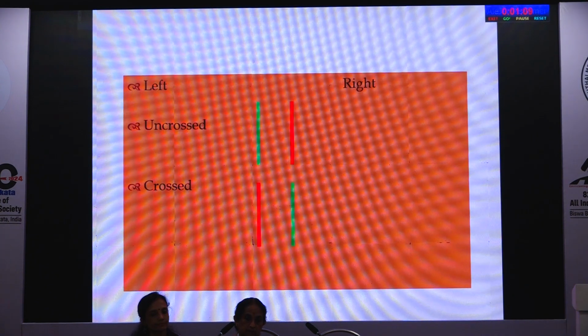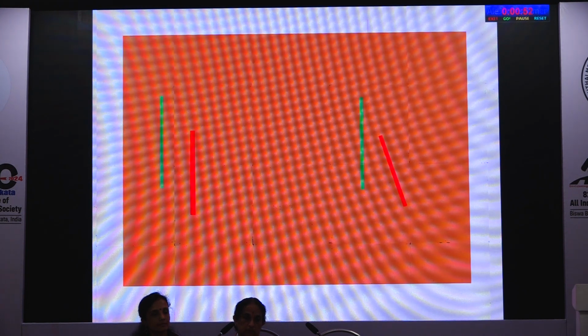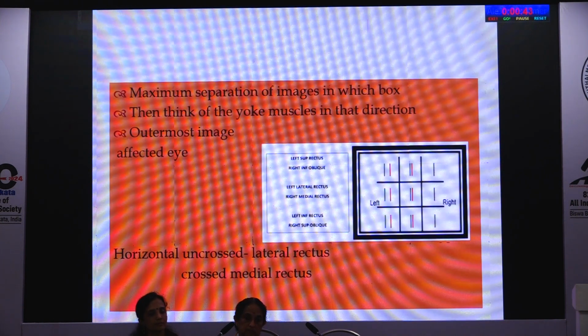So what conclusions do you get from a diplopia charting? Whether the images are crossed or uncrossed. That itself gives you lots of information. And usually it is red in front of the right eye and green in front of the left eye. That too you have to document. And how the images are separated, whether it's a horizontal separation or whether it's vertical, oblique or a combination. Also, you can find where the maximum separation of images is occurring, in which box. And then you should think of the yoke muscles in that particular direction. So you should have an idea of which muscles are acting in those particular directions.